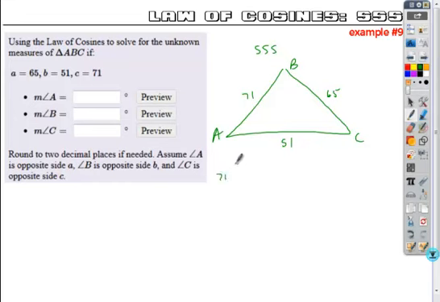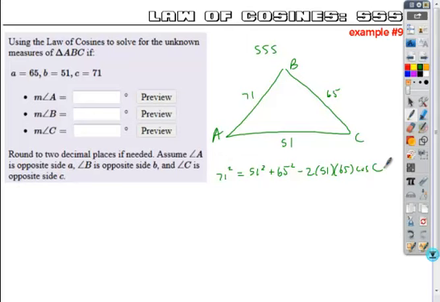So my law of cosines, my unknown is going to start at the extremes, either the very beginning or the very end. With this pattern, it's going to be my angle at the very end, so I'm going to start with the side opposite that. 71 squared is equal to the sum of the squares of the other two sides, minus twice the product of those two sides, times the cosine of the angle opposite 71, which is C.